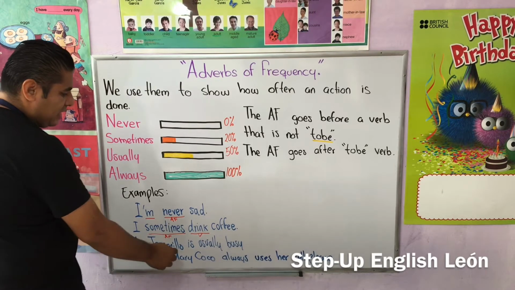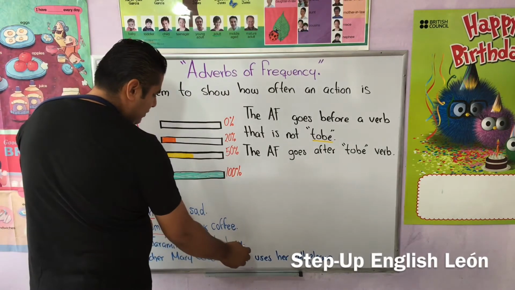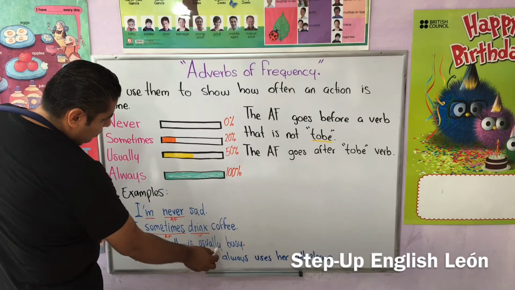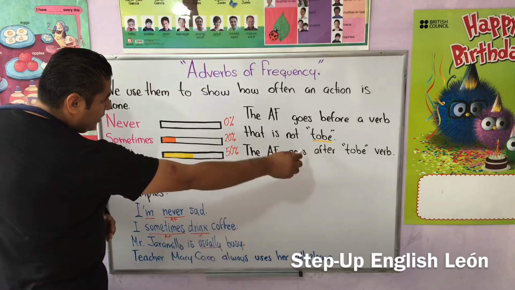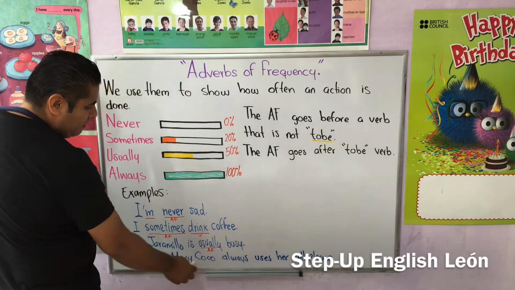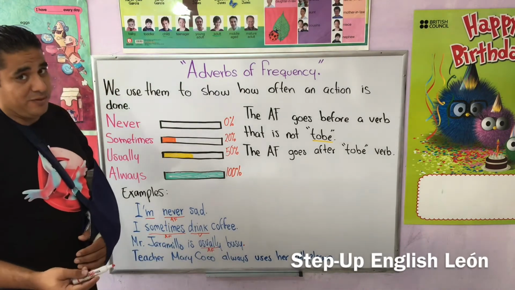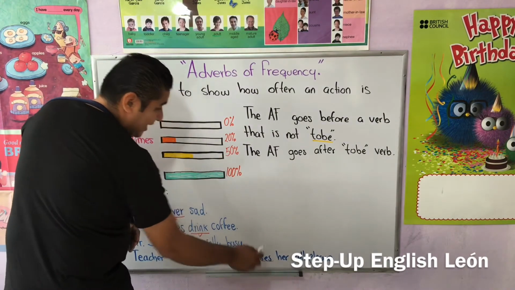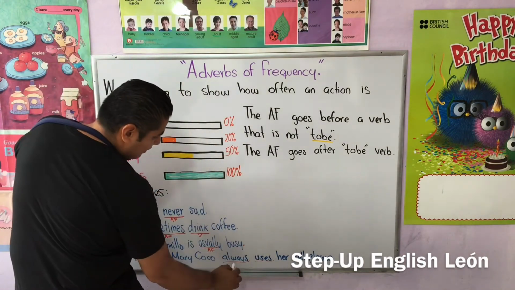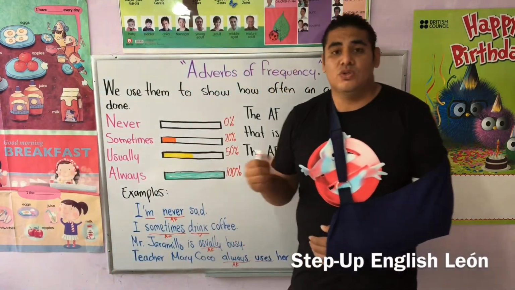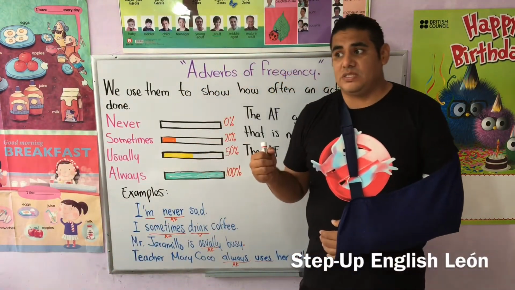Next, Mr. Ramillo is usually busy. Period. Okay, is usually, we have to be and the adverb of frequency. The last one, teacher Maricoco always uses her cell phone. Okay, always, and a verb that is not to be. We have the adverb of frequency. You see, this is the way we're going to use the adverbs of frequency.